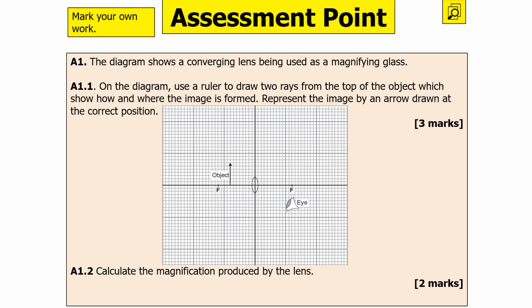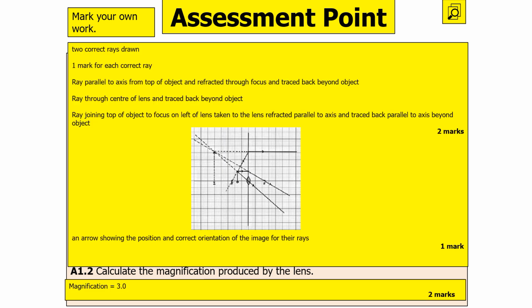Right, in this first one, you can see the ray diagram that should be produced. So you can see here, you get the ray parallel to the axis from the top of the object, and it's refracted through the focus and tracked back through the object. Rays through the centre of the lens will go straight through and be traced beyond the object. Then the rays join the top of the object to the focus on the left of the lens to be taken to the lens, refracted parallel to the axis and traced back beyond the object, and you can draw in your arrow as shown here. You will then look at the length of the different objects and do the image length over the object length, and you get your answer out to be 3.